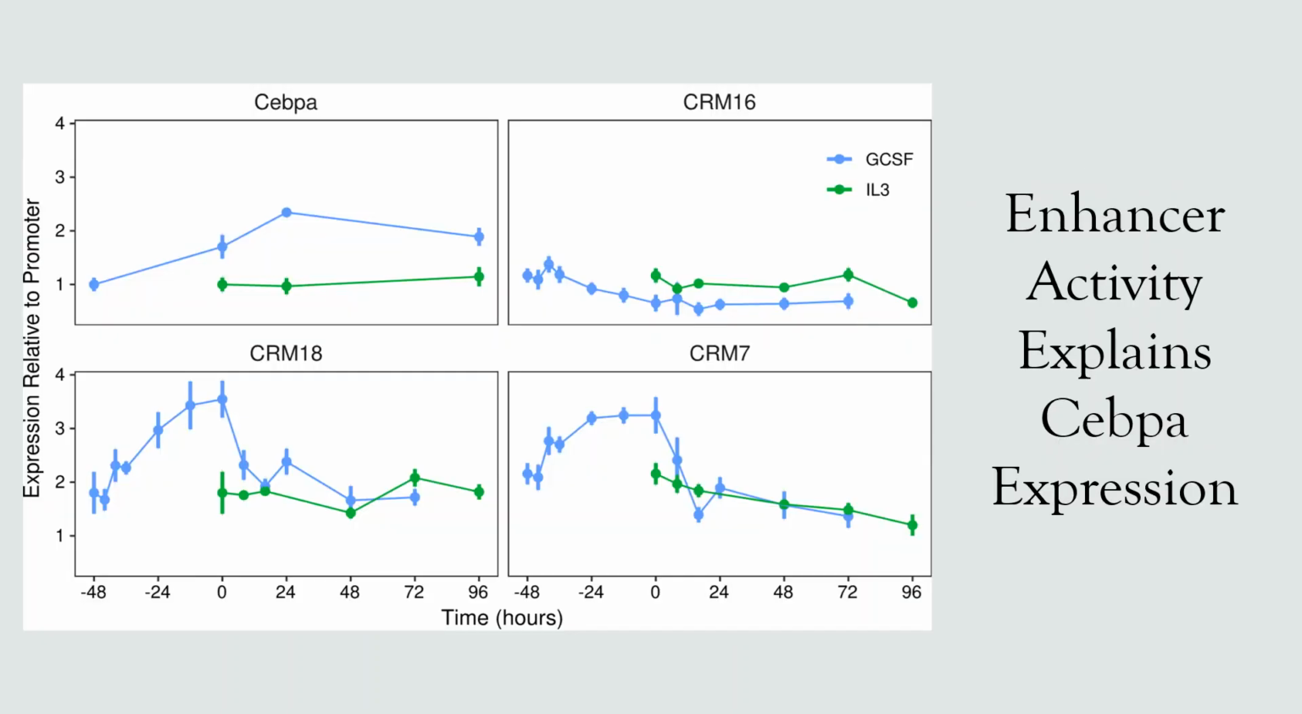Here we see the relative expression of endogenous CBP alpha in panel 1 and the relative expression of luciferase in panels 2 through 4 at different time points throughout differentiation. In summary, we found that the activity measured in CRM 7 and 18 mirrors that of the expression of endogenous CBP alpha during neutrophil development, suggesting that they are key expression regulators.